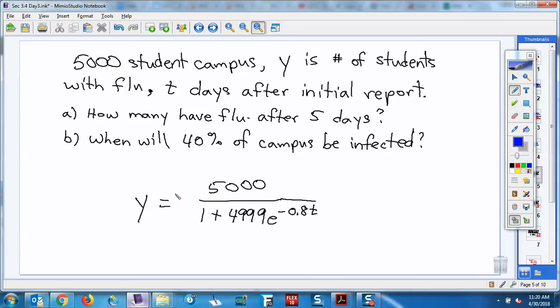Y is the number of students that have contracted the flu T days after the initial report, or the first person has the flu. So T equals 0 would be the time when there's one person with the flu. Okay? So 2 questions. How many people have the flu after 5 days? Okay, here's the equation, by the way. Y is the number of people with the flu. T is the time. So how many have the flu after 5 days? Go ahead and do that.